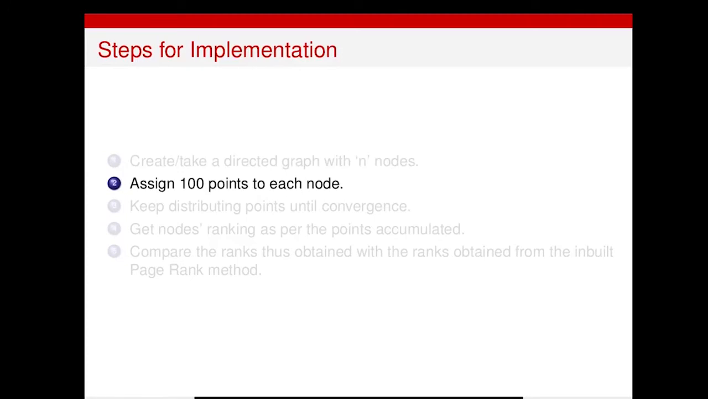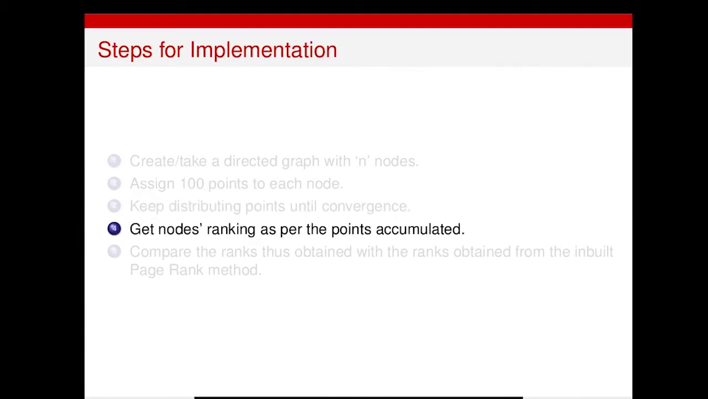After that, we'll be assigning 100 points to each node. So that is the initialization of the points to every node. As I told you, after that every node will distribute the points. So as a third step, every node will keep distributing its points to its neighbors, and this process will keep repeating until we get a convergence. That is, until a point where the nodes' points stop changing.